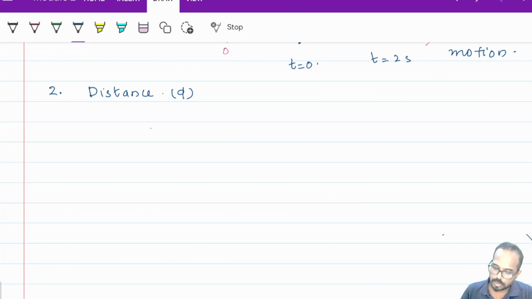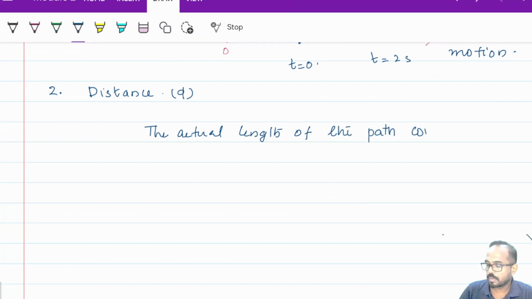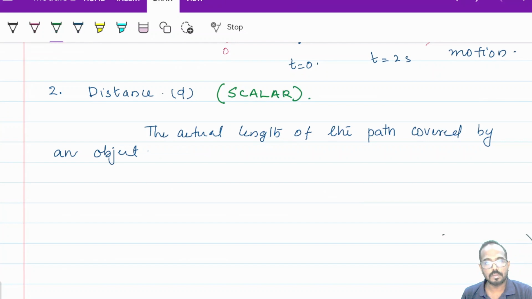Okay. Distance means the actual length of the path covered by an object. You don't need to specify its direction. In any direction you can do it. So if direction is not there and only magnitude is there, what type of quantity is that? It is a scalar quantity. So the distance is a scalar quantity. Understood?